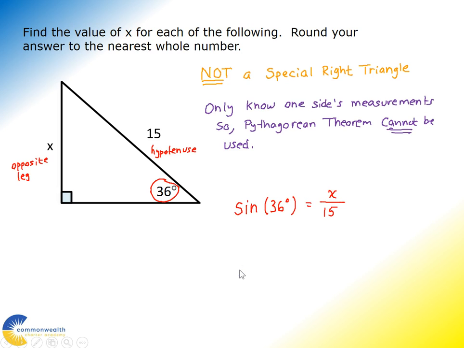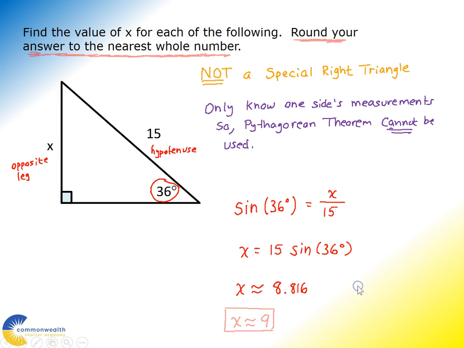So I did say all this stuff before. The sine of 36 degrees is going to equal x over 15, which means that x is going to be 15 times the sine of 36 degrees, which means x is approximately equal to 8.816. And since there were no measurements or units given, I don't have to give any in this particular problem. They did say round to the nearest whole number, so the final answer would be 9 in this case.